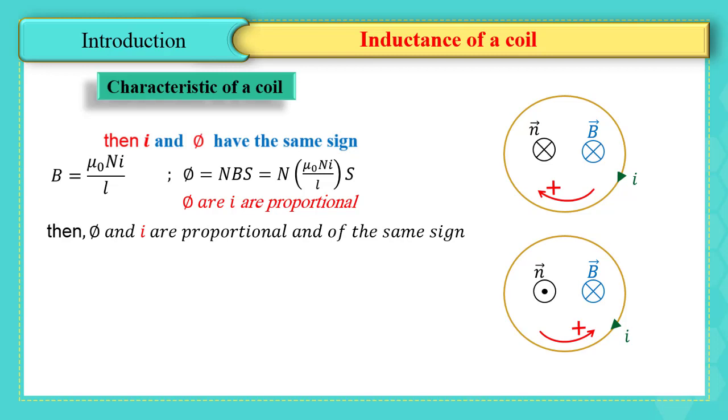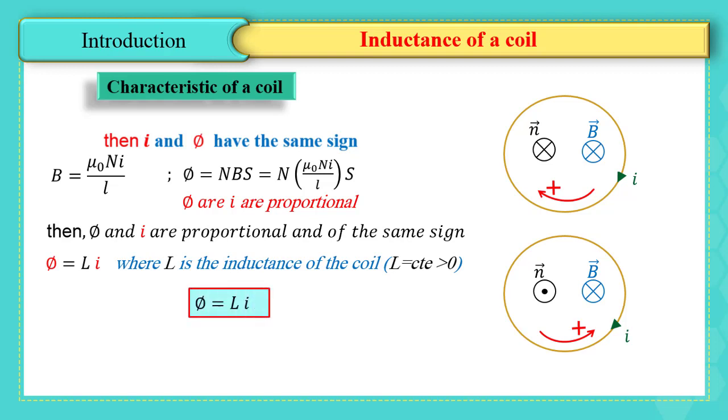So we can replace the constants in the expression by L. So the self-flux is equal to Li, where L is the inductance of the coil, L is a constant and greater than 0. So the final formula of the self-flux is phi equal to Li, where the flux is in weber and i in ampere, and the SI unit of the inductance is henry.